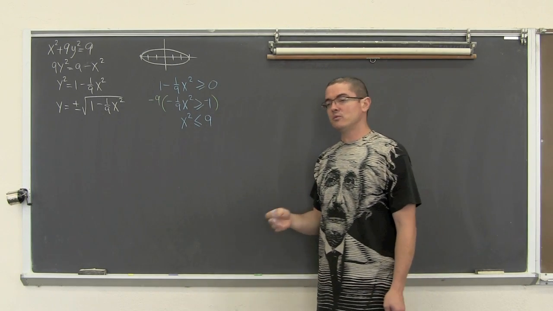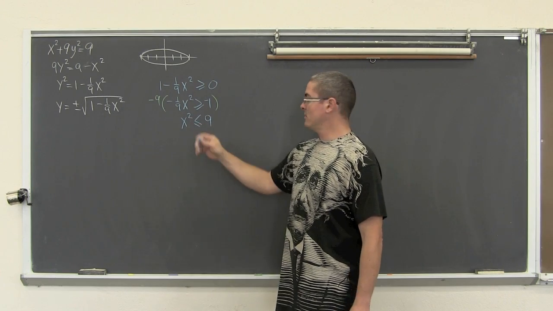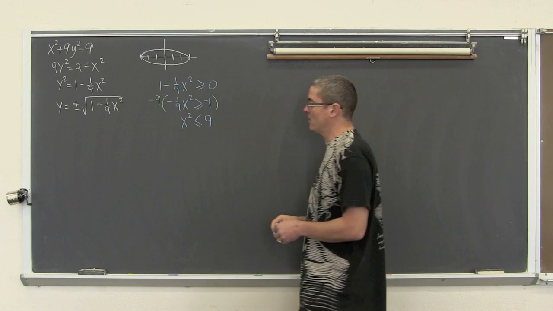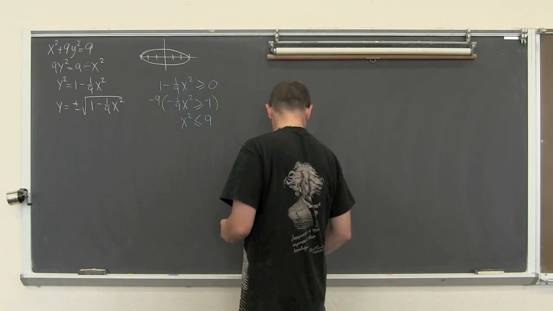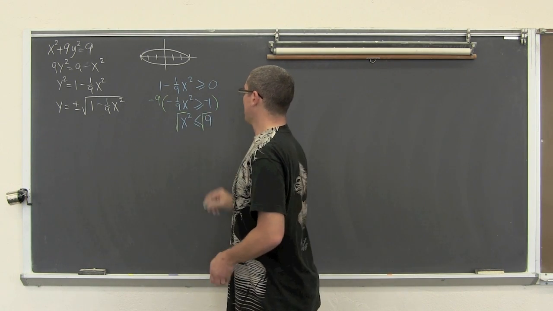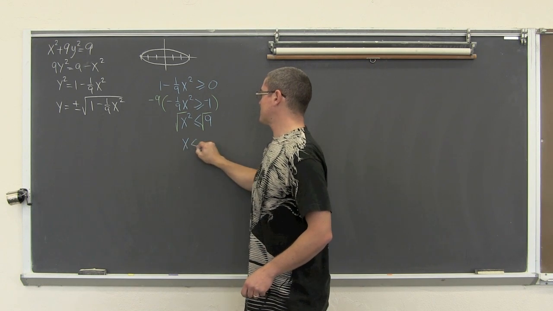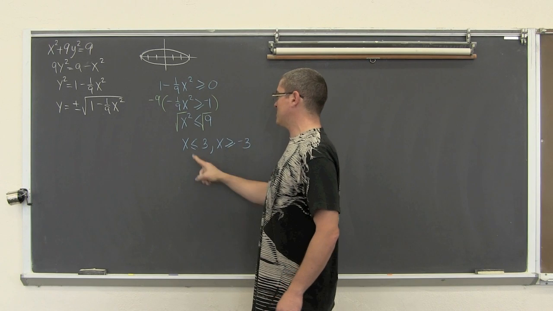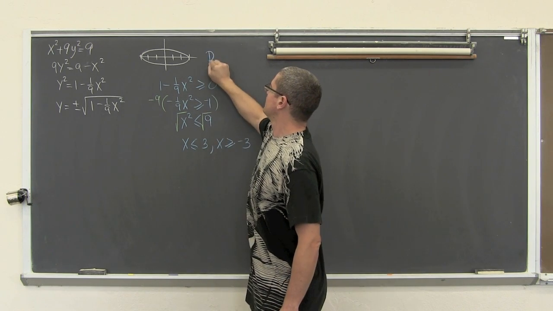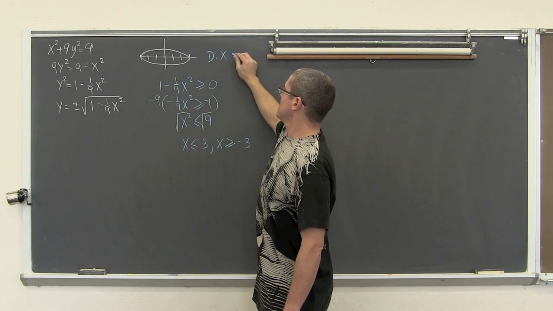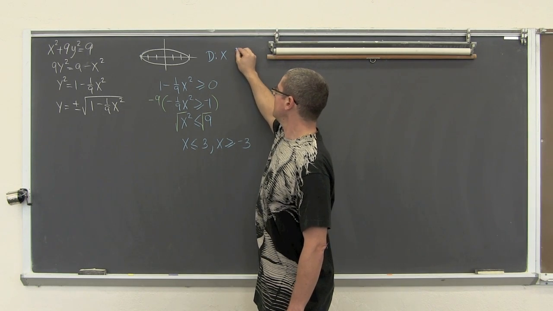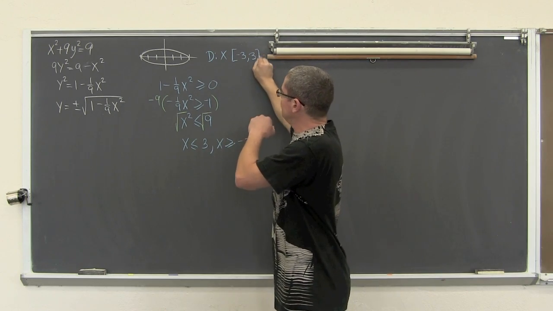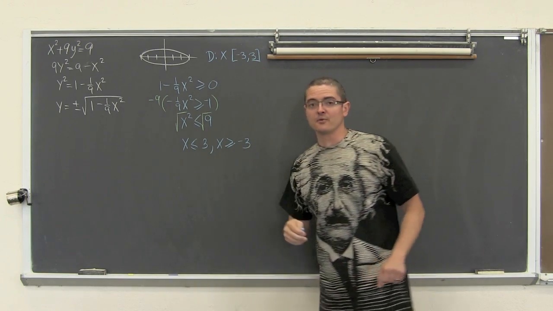When you're working with an even root symbol on an inequality, you will have to change the direction of the sign for the negative answer. So when you square root both sides, we get that x is less than or equal to 3 and x is greater than or equal to negative 3. So the domain of this function is all x's between, let's use interval notation, negative 3 and positive 3.